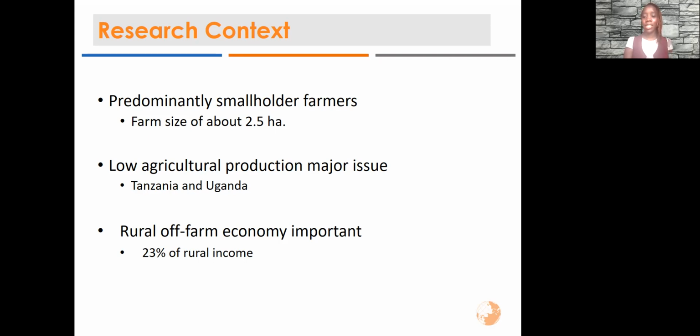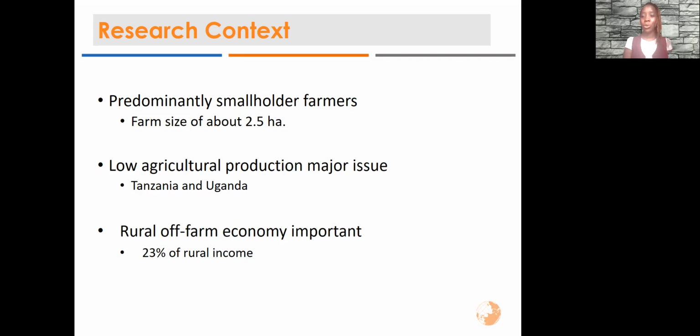The major challenge facing this sector is low agricultural production. One reason for this relates to labor participation on farm and off the farm. Indeed, off-farm income accounts for 23% of farmers' incomes. This indicates that the agricultural sector and the rural off-farm sector typically coexist.